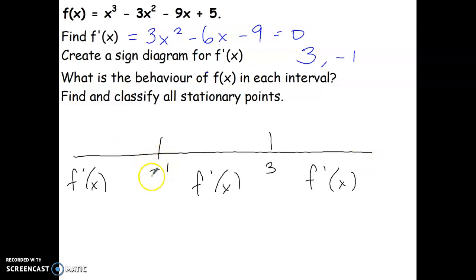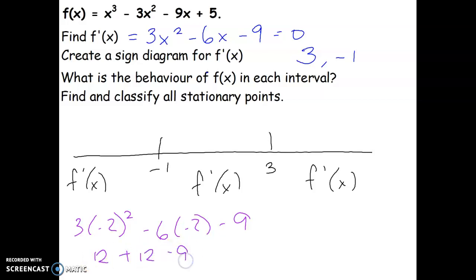Okay, so let's think a number less than negative 1. Well, that would be like negative 2. So I can put negative 2 in place of x. All right, and then I can type this in my calculator or I can figure it out by hand. Negative 2 squared is 4. 4 times 3 is 12. Plus 12 minus 9. 24 minus 9. It honestly doesn't matter what 24 minus 9 is. All that matters is that it's positive. So it's greater than 0 in this interval. That's really all I need to know.